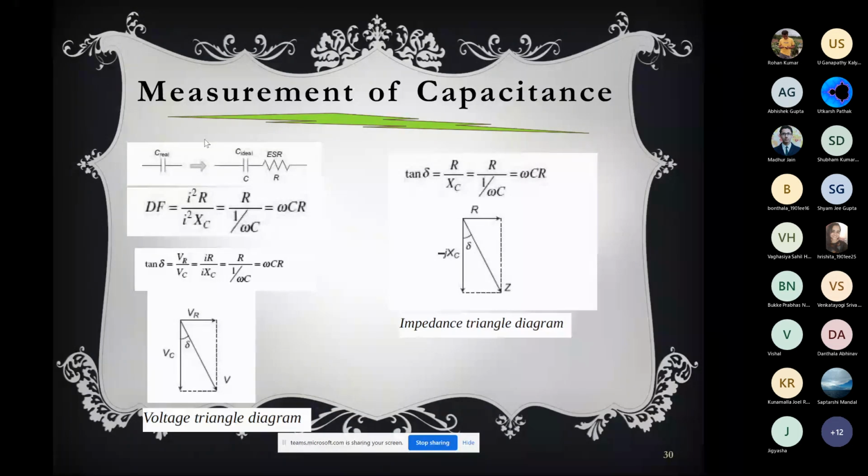Now there are a few things. So the voltage diagram is important. You see the diagram. VR, the resistance, is on the horizontal line, and then VC will be at minus 90 degrees. That is what is there.